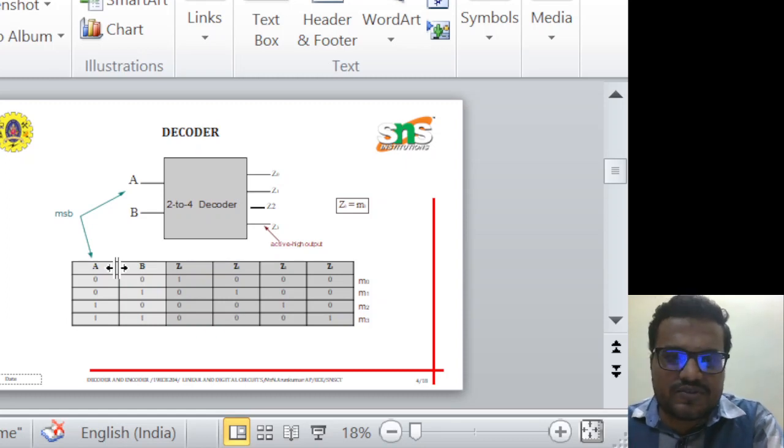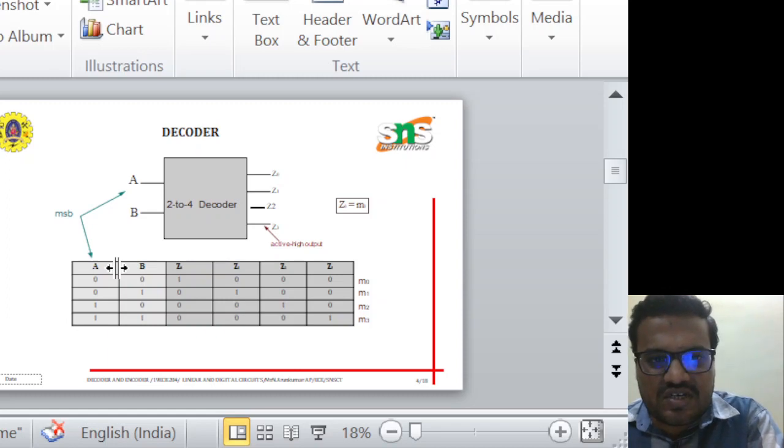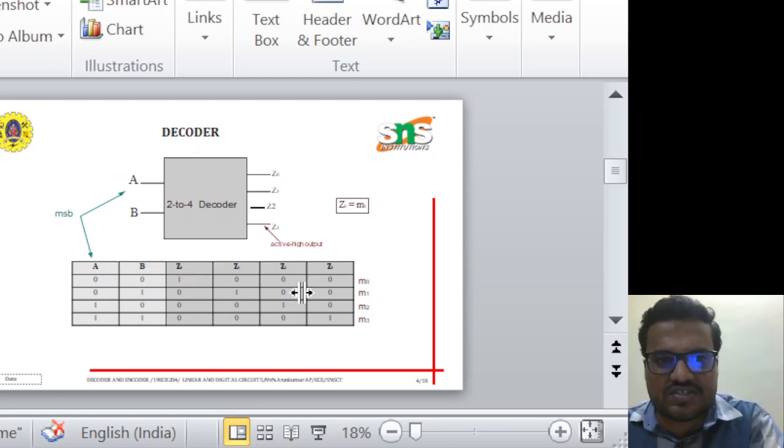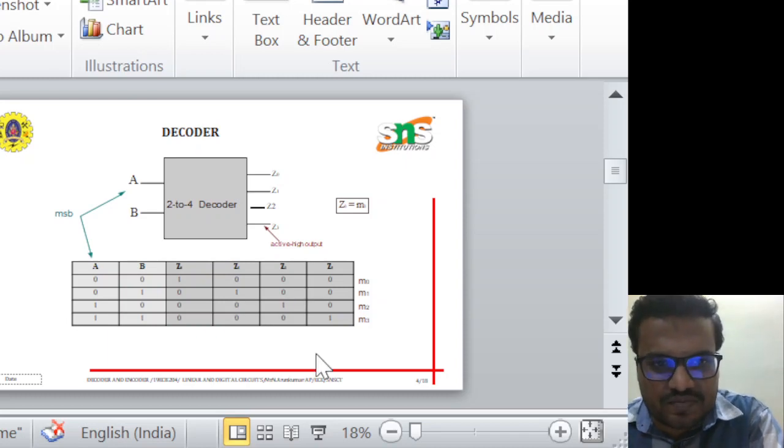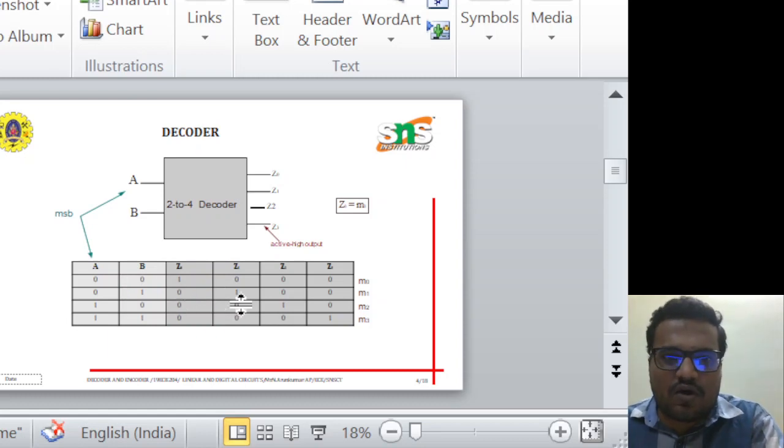Based on the two input signals, the combinations are generated in the input, and based on that, the output may be generated for each and every output signal. Z0 means that when the initial input is 00, then that value will be executed, followed by the next values, which are assigned based on the input signals.